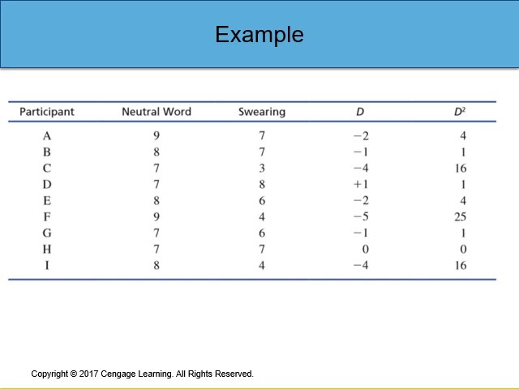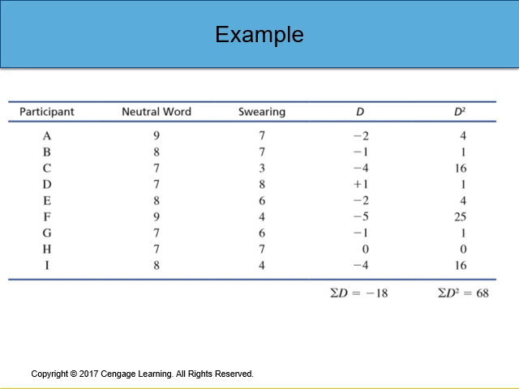So for each person, see participant A, the swear word is 7 minus the neutral word of 9. 7 minus 9 would give you -2. So you would go through all the participants from A all the way down through I and calculate a D score for each one. The next thing you would do is find D squared. So you would square each of these D values. So -2 squared is 4. Remember that a negative number squared is always positive. So your D squared column will only have positive numbers.